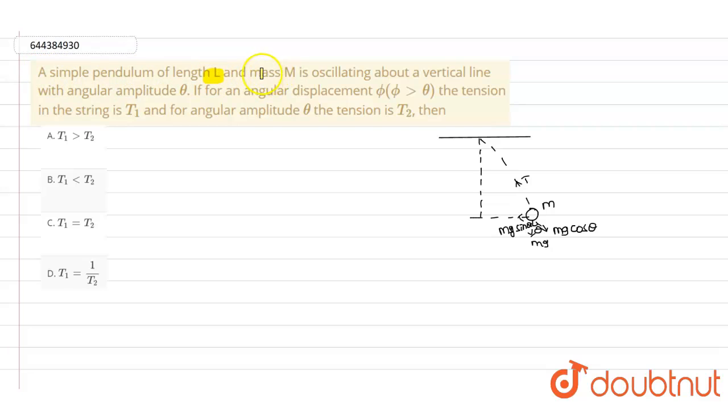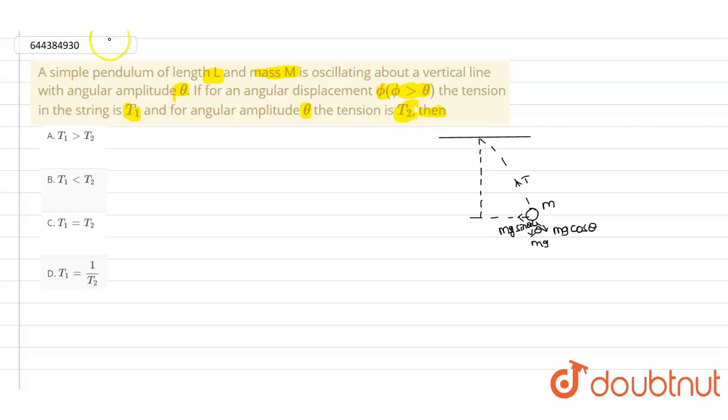So guys, here in this question it is given that a simple pendulum of length capital L and mass capital M is oscillating about a vertical line with an angular amplitude of theta. If for an angular displacement pi, where pi is less than theta, the tension in the string is T1, and for angular amplitude theta the tension is T2, then okay.